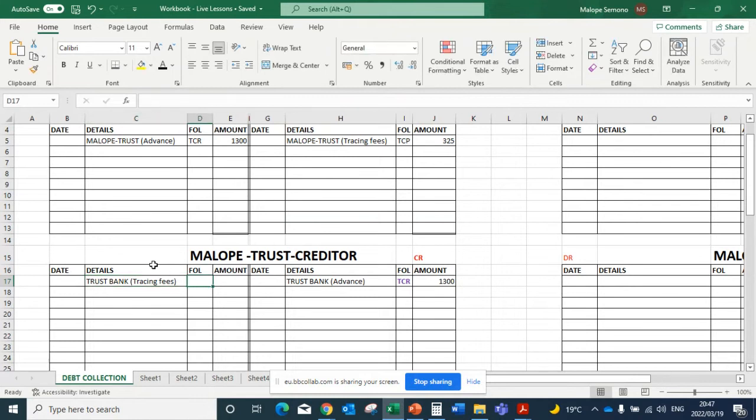And you write trusts, cash payments, and then how much is 325? Can you see now? This balance. You must always do that. So make sure that you always do the right thing.